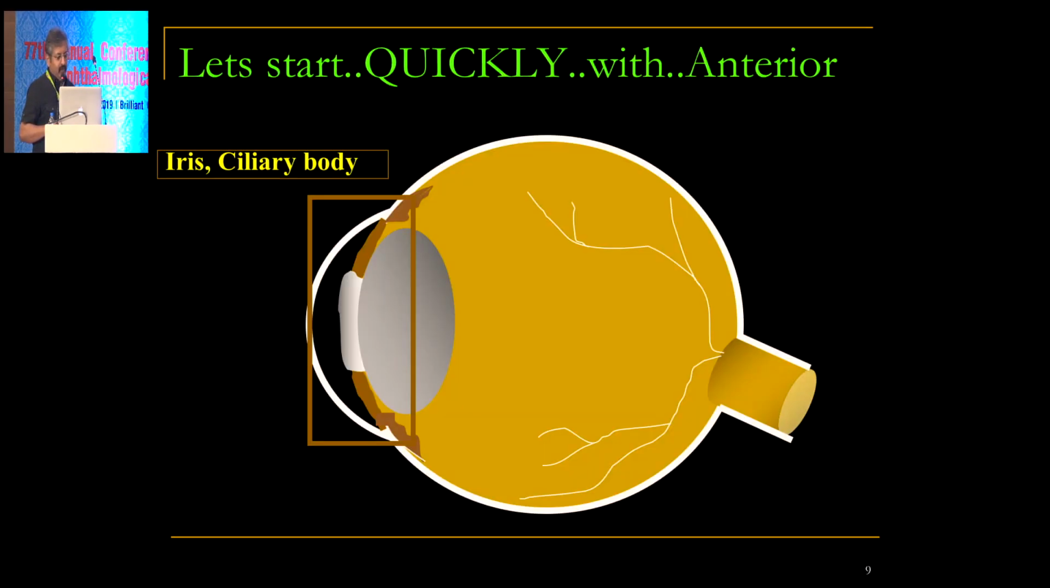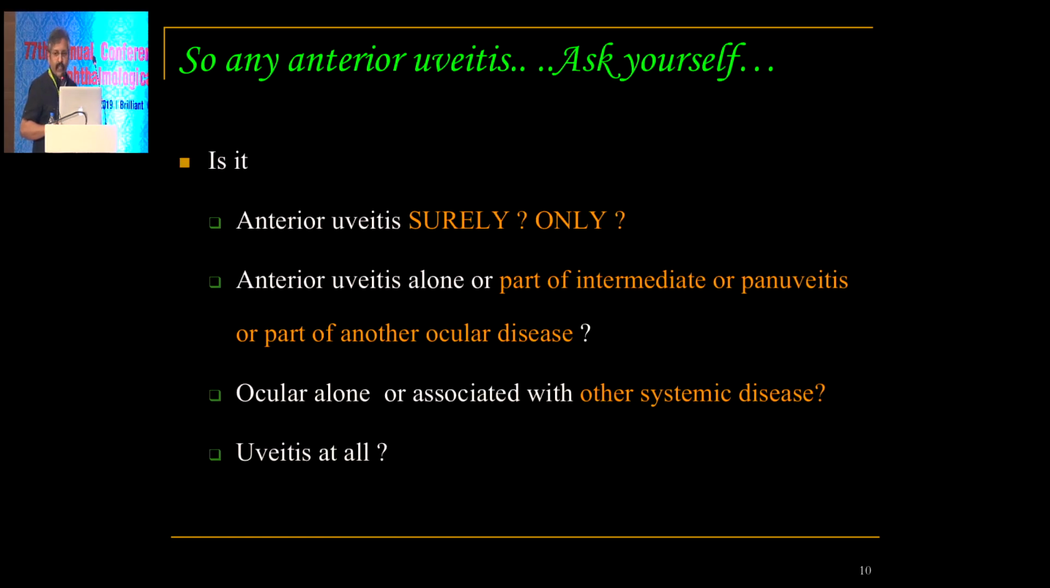Let's start with a case of anterior uveitis. If you think it's anterior uveitis, first of all, see, is it anterior uveitis surely, or is it anterior uveitis only? Because it can be part of a pan-uveitis or part of an intermediate uveitis with spillover anterior uveitis. There can be cornea, sclera and other parts involved. Whether it's ocular alone or part of another systemic disease, or uveitis at all.